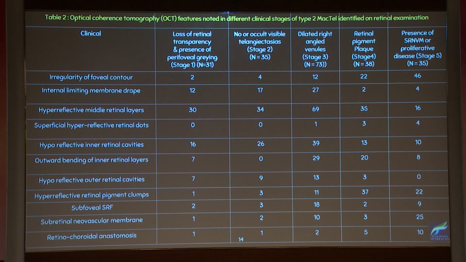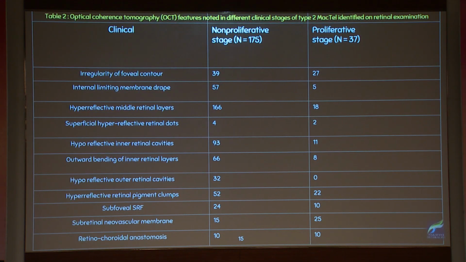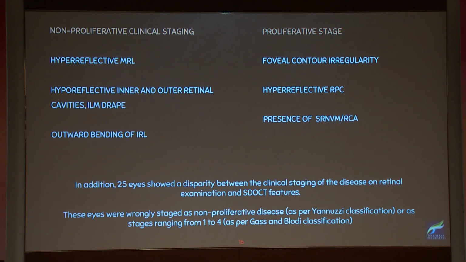These are the OCT features noted in different clinical stages of type 2 MacTel based on the Gass and Blodi classification. We saw which findings were seen on SDOCT and how they correlated with the Gass and Blodi classification. Similarly, it was also compared with Yannuzzi's classification. In the non-proliferative clinical staging, the most common SDOCT feature was hyperreflective middle retinal layers, followed by hyperreflective inner and outer retinal cavities, ILM drape sign, and outward bending of inner retinal layers.